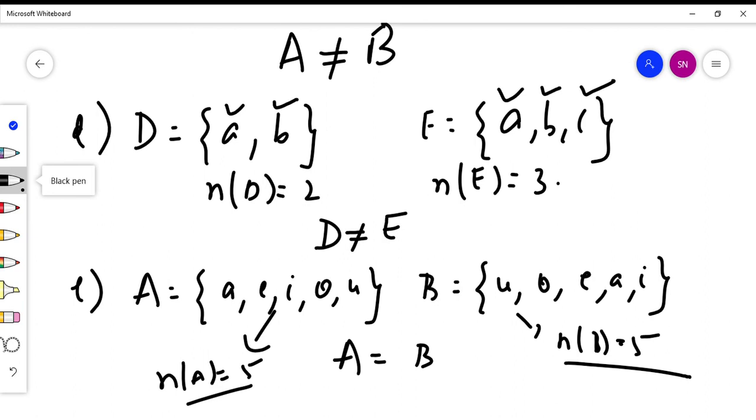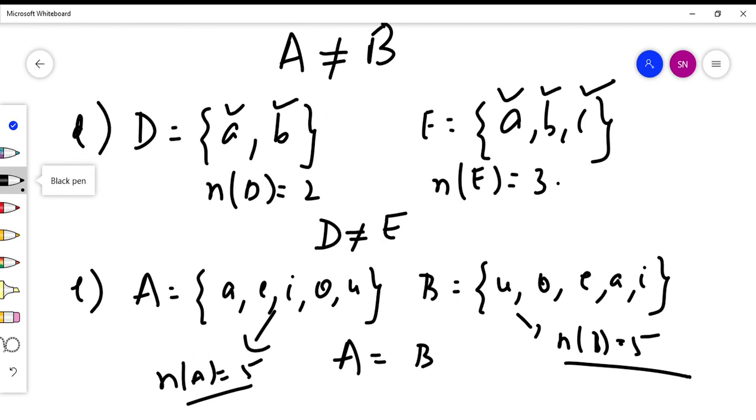To summarize what an equal set is, please look for the elements inside the set. If there is the same number of elements, it does not mean that it will be an equal set. The same number of elements will only help you tell the count of that particular set, the cardinality of the set. But please check for the variety, whatever letters or numbers are there inside the set. Are they the same for both the sets?